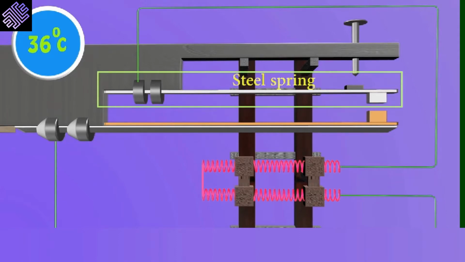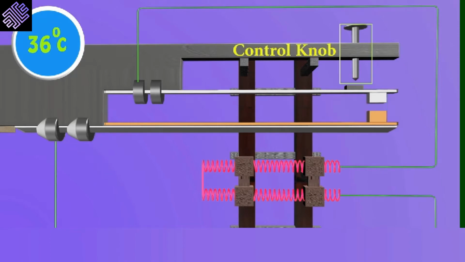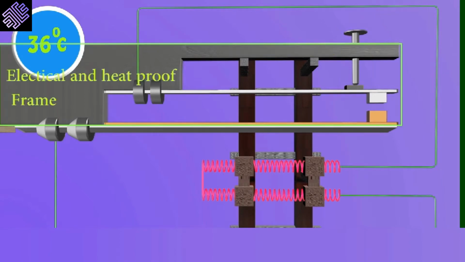Then we have a steel spring positioned directly above the bimetallic strip. Both the steel spring and bimetallic strip have two metal contacts at one end. When joined, they allow current to flow through. Above the steel spring, we have the control knob, which is used to regulate the temperature. All these components are connected to an electrical and heat-proof frame for support.